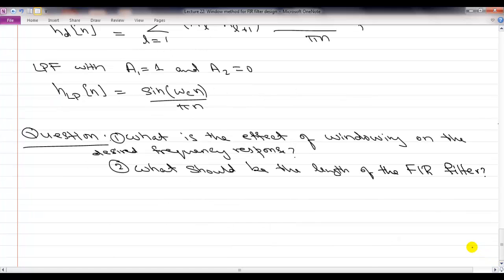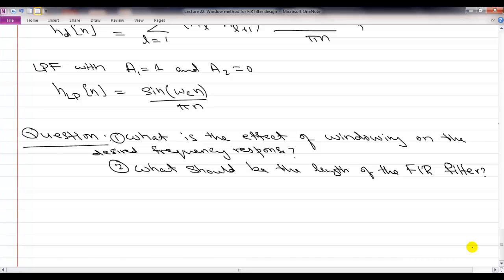Because what we can be sure is that we have started with a filter which has infinite duration, and that infinite duration filter is what basically implements the ideal frequency response. But now if my filter is no longer infinite duration, I can't expect it to give me back the frequency response that I started with. What did I end up with? What is the new frequency response that I have? And that is connected to what should be the length of my FIR filter. Does increasing the length of my FIR filter or decreasing the length of my FIR filter make it appear closer to my desired frequency response?